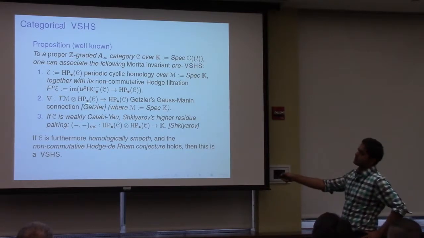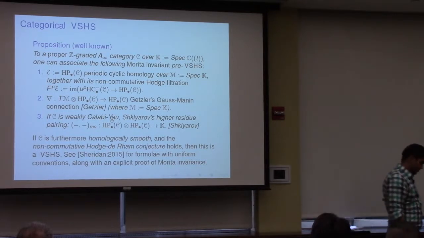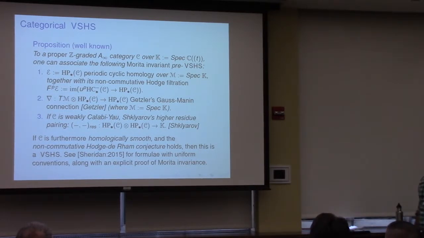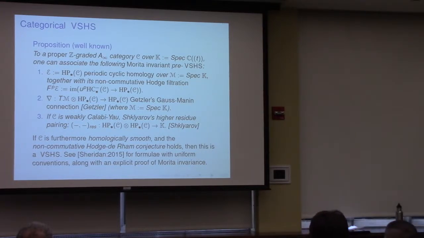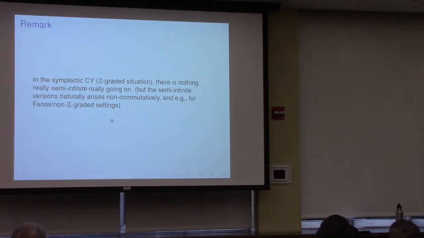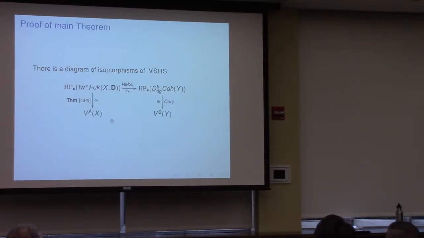I've made some references to where these structures appear, and Nick Sheridan has put out a preprint very recently explaining formulas for all of these with uniform conventions, along with an explicit proof of Morita invariance. I'd encourage you to look there for more details. And this is the remark I made earlier, that really for Calabi-Yau Z-graded situations there's nothing semi-infinite, so I'll just skip this.